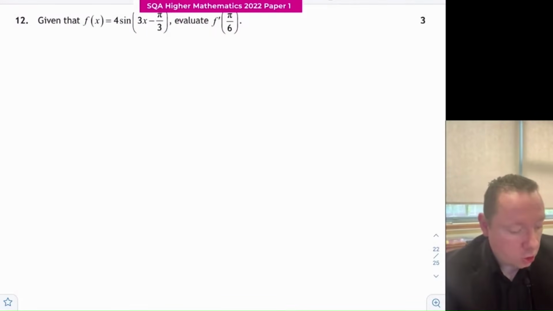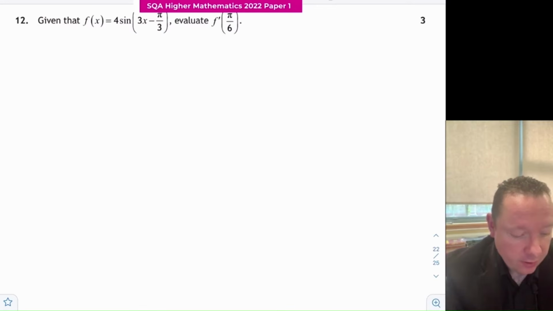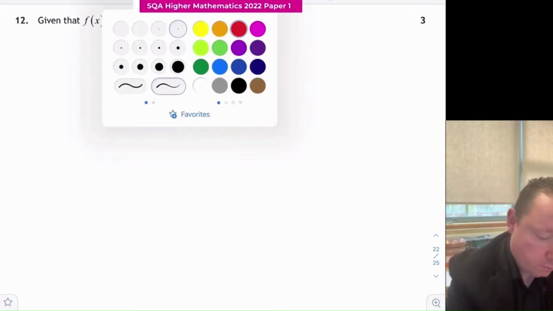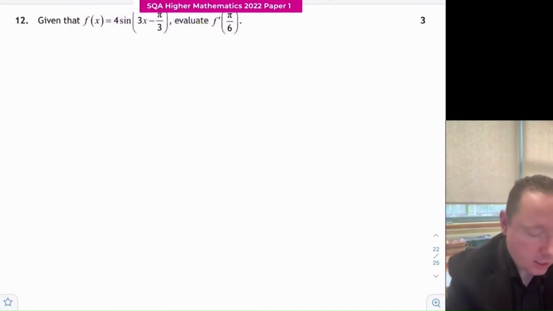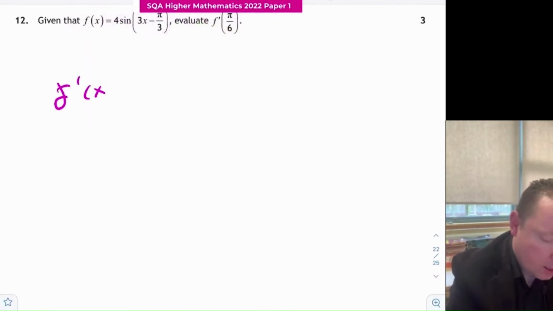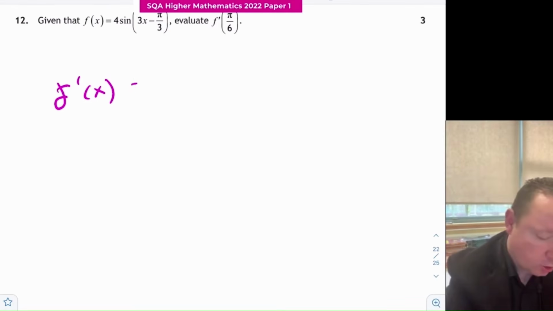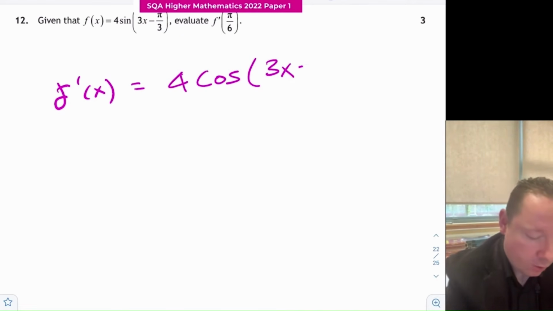Paper 1, question 12 was, given f of x is 4 sine 3x minus pi over 3, evaluate f dash pi over 6, or f dash, differentiate your function at pi over 6. So, f dash x, we can check the front of the exam paper to realise that sine becomes cos when you differentiate it. So you should first of all start by writing 4 cos 3x minus pi over 3.